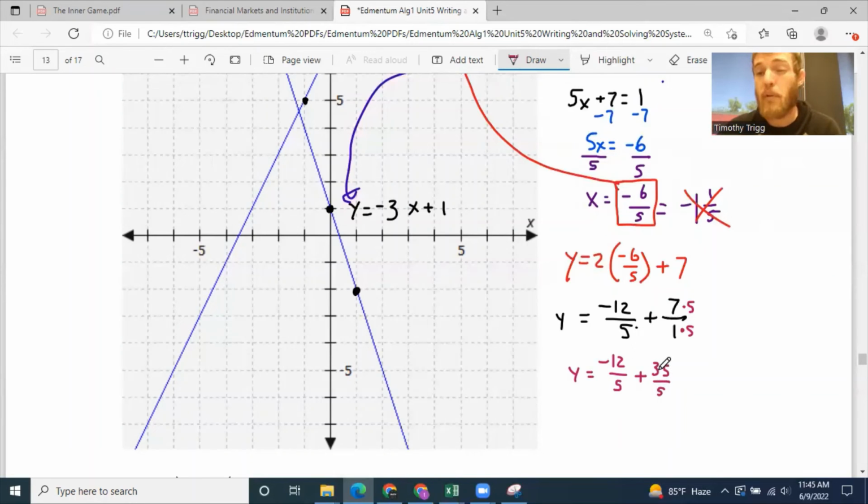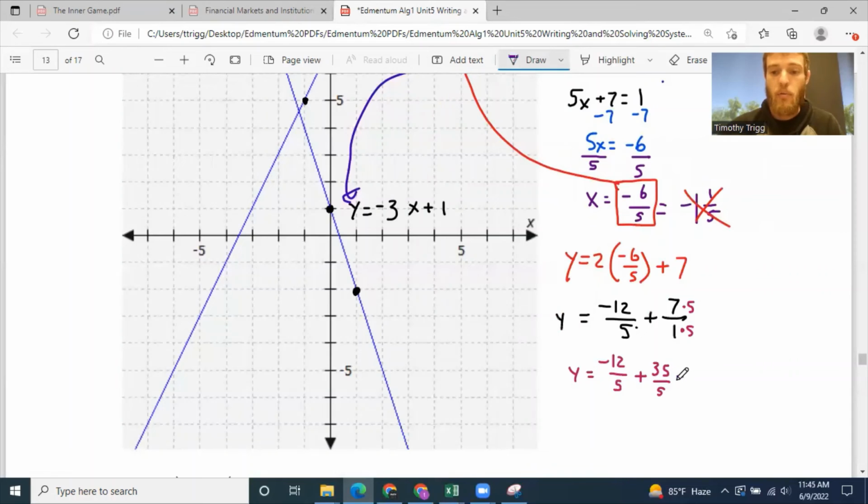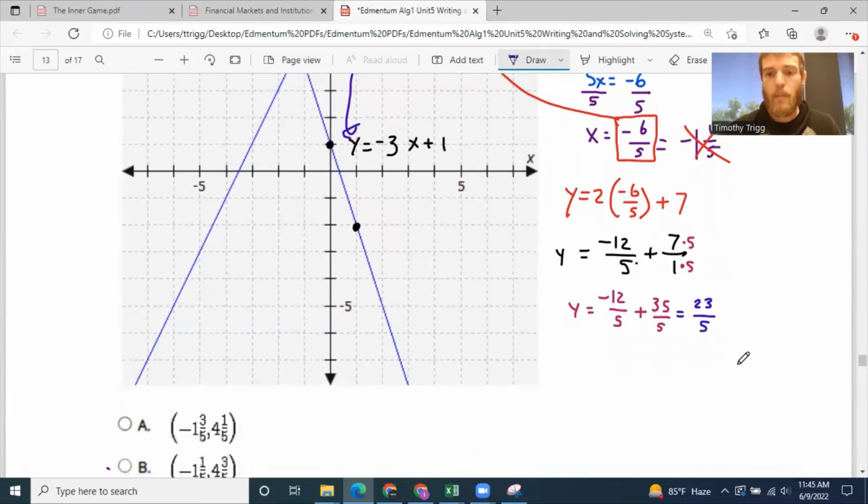What's negative 12 fifths plus 35 fifths? Well, the denominator doesn't change, so that's going to be equals. Denominator doesn't change. If I do negative 12 plus 35, well, that's going to be positive because I have more positives. But what is that going to be? 23. So 23 fifths.